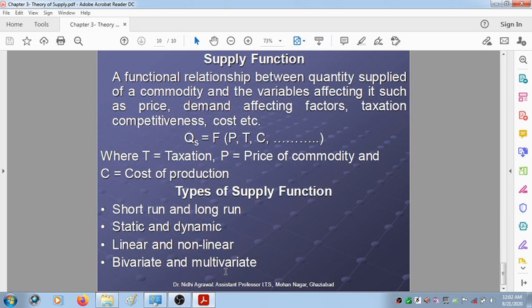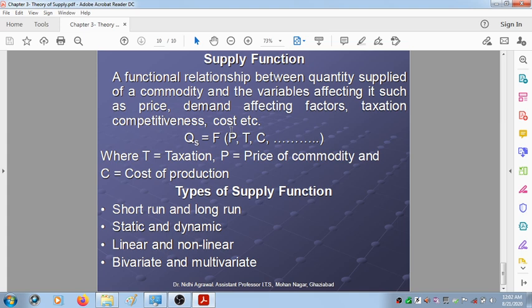Next is supply function. As in the case of demand function, similarly there is also a supply function which represents the relationship between quantity supplied and price, keeping other factors constant, right? So this is the functional relationship between quantity supplied of a commodity and variables affecting it, such as price, demand affecting factors, taxation, competitiveness, cost, etc.